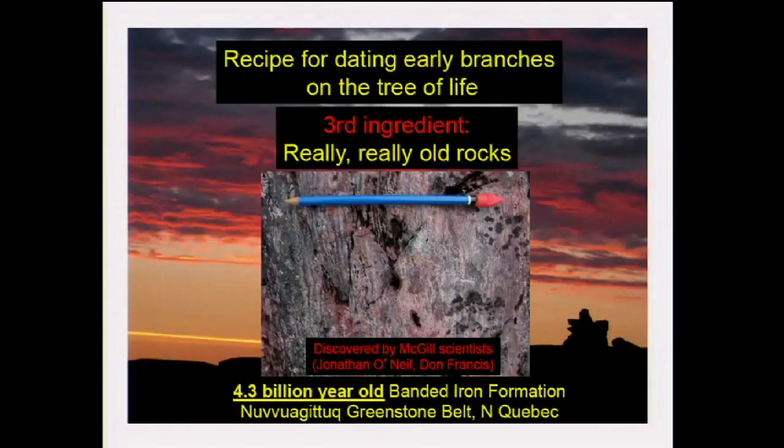So what we do is we look at pyrite in rocks and we measure the isotopic composition of that pyrite, looking for this biosignature. So the third thing that you need is really, really old rocks. Fortunately, there's an abundance of these in Canada, some of the oldest in the world. The oldest in the world were discovered by some of my colleagues over in EPS, 4.3 billion years old, okay? So the age of the solar system is 4.56. These are a couple hundred million years younger than that.